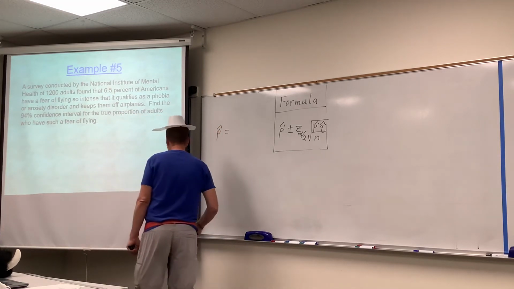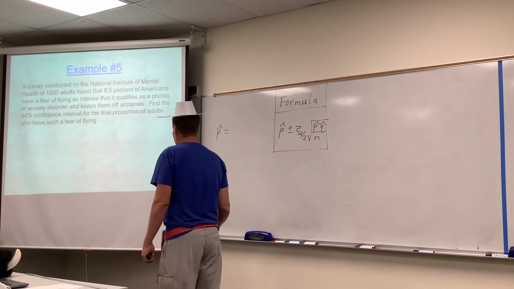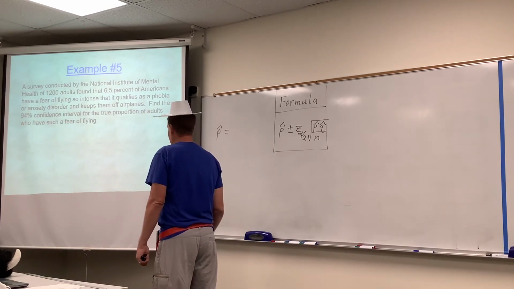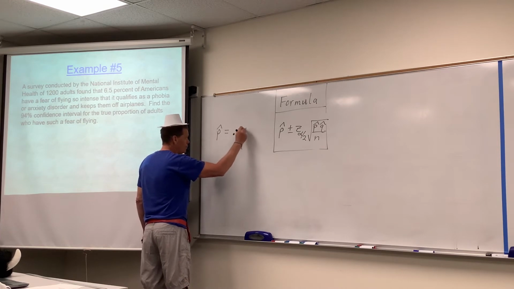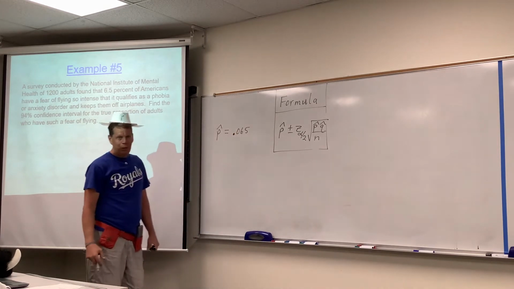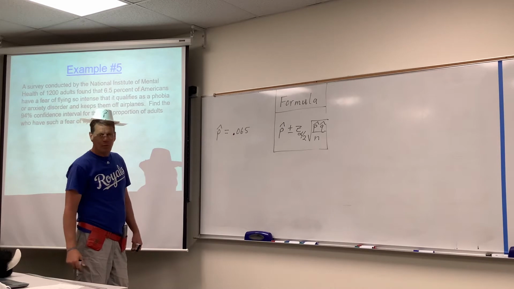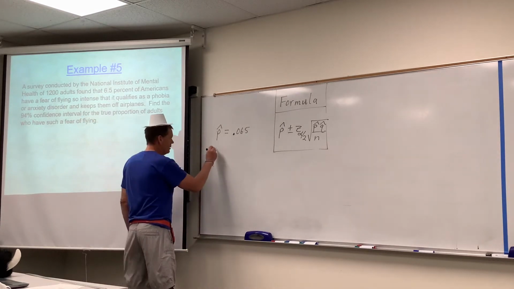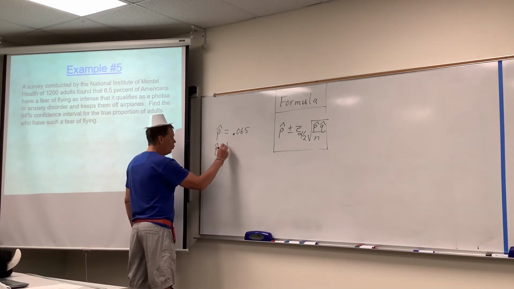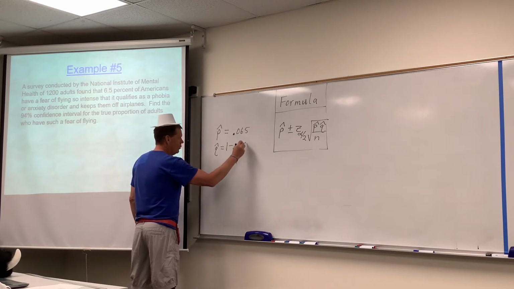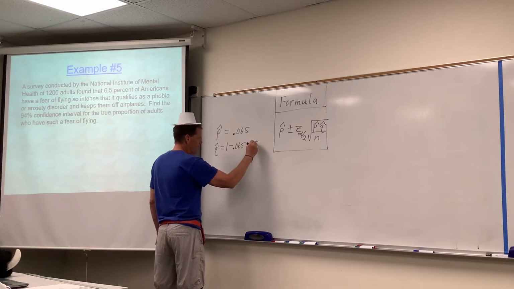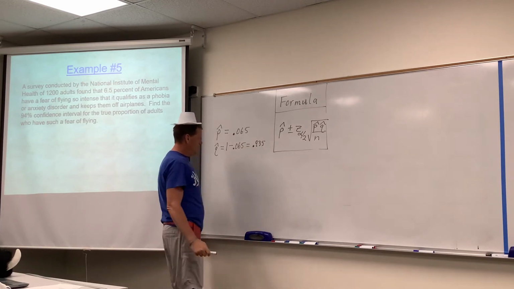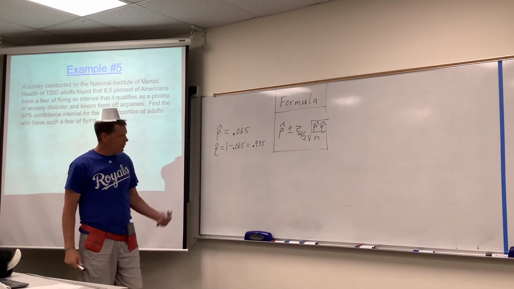When you read the narrative, you hopefully realize that in a survey of 1,200 adults, 6.5% have a fear of flying. That wasn't reported to us in fraction form. It was just already 6.5%, 0.065. Sometimes they'll just give it to you. And then 1 minus that would be the q hat, wouldn't it? And that's going to be 0.935. I think so. So there we've got those.